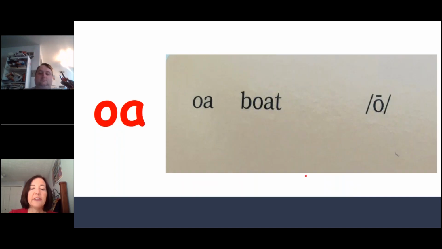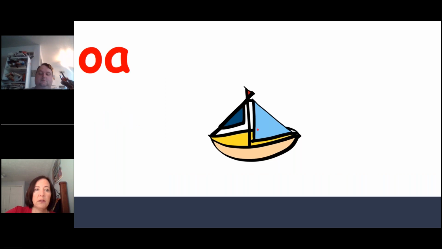Next vowel digraph is OA. OA together is going to make the O sound like in boat. Sound card says OA boat O. Our brain should be thinking OA boat O.